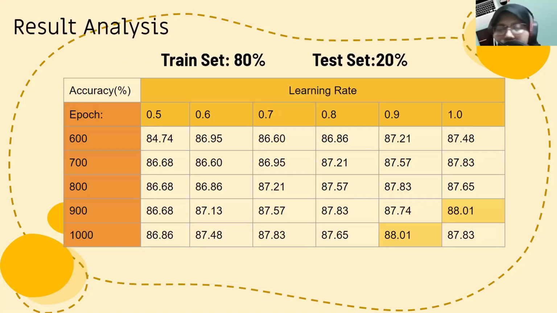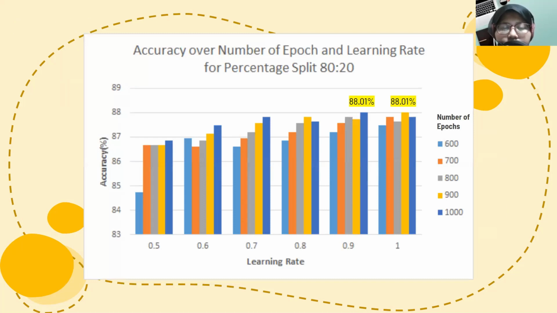This is our result analysis for 80% training set and 20% test set. As you can see, the highest accuracy is 88.01% for learning rate 0.9, epoch 1000, and also epoch 900 with learning rate 1.0. This is our accuracy for each learning rate 0.5, 0.6, 0.7, 0.8, 0.9, and 1 for percentage split 80, 20 with various epochs.